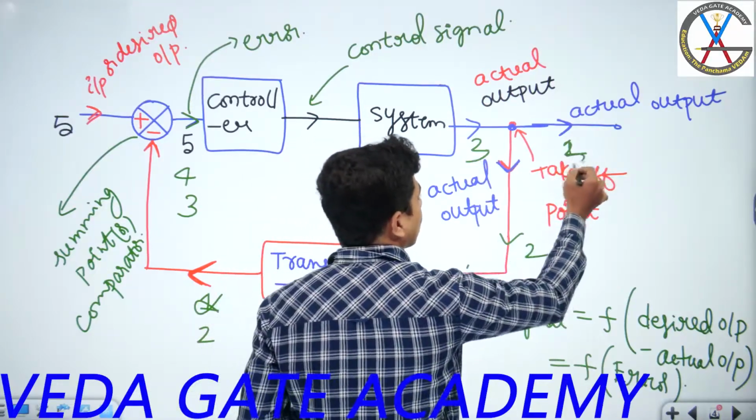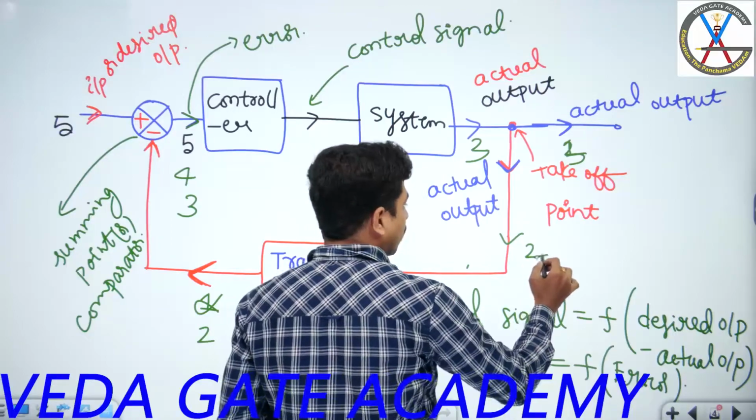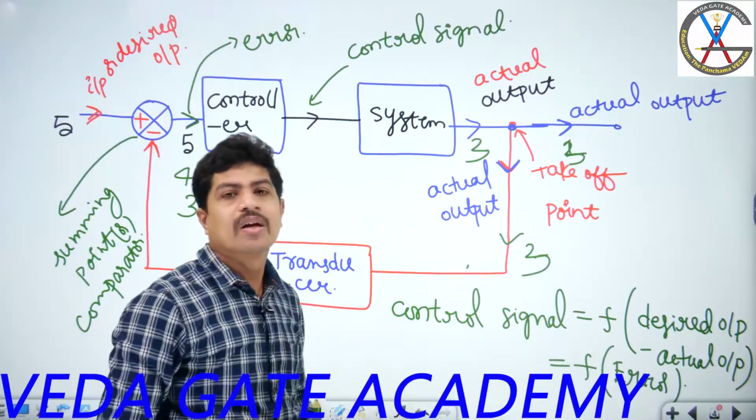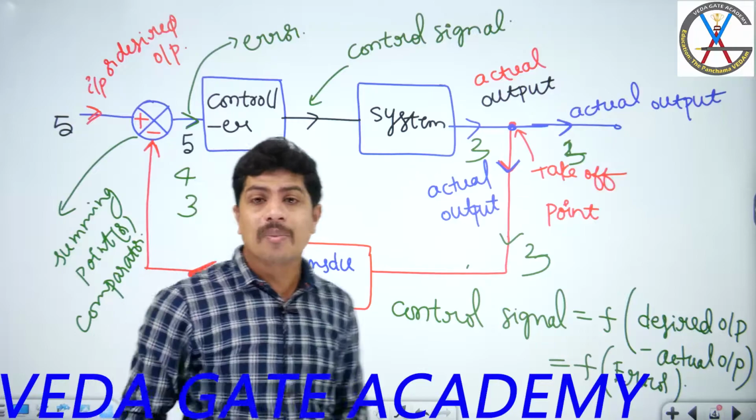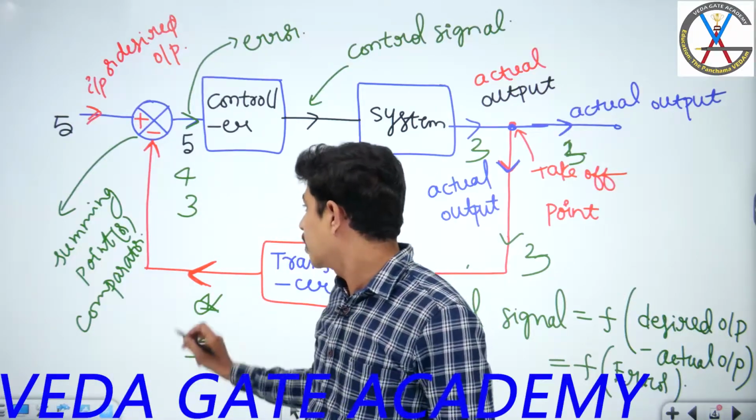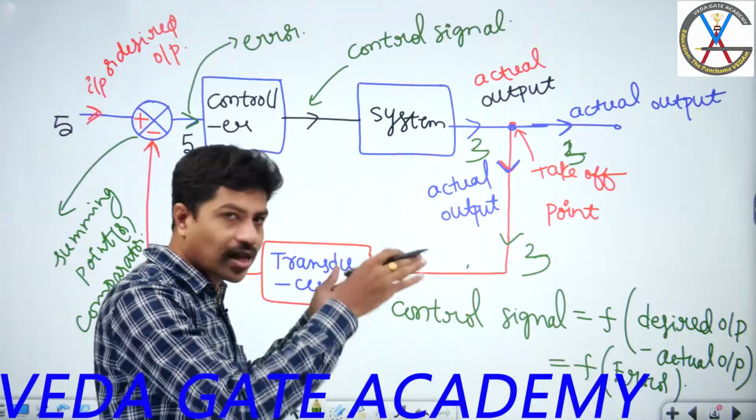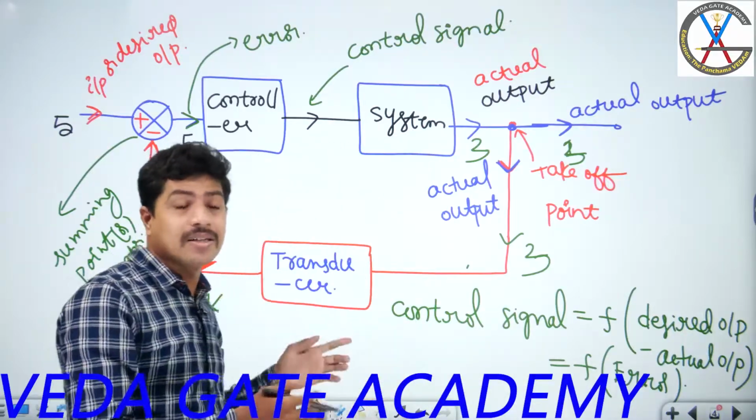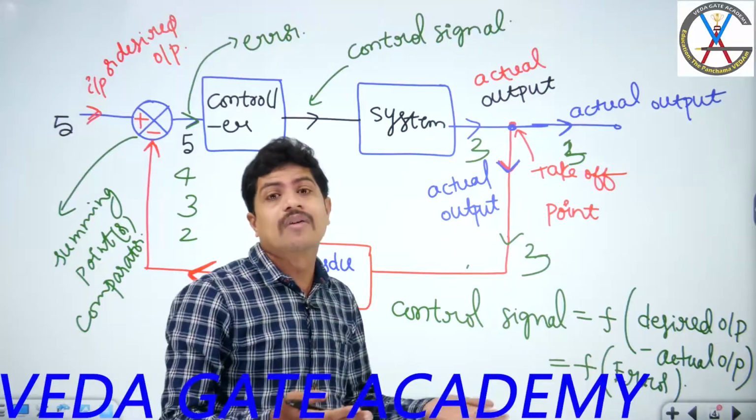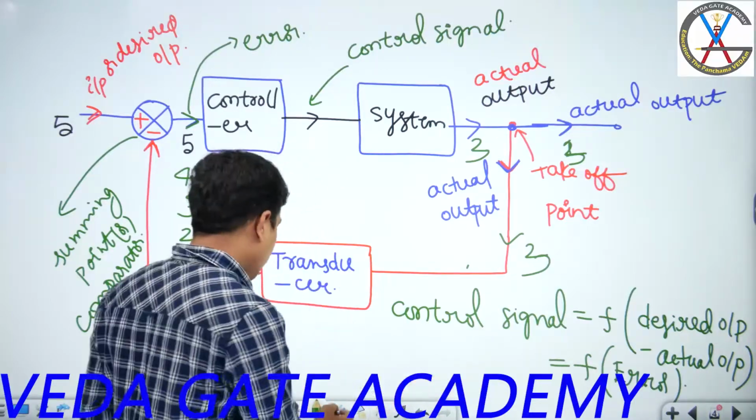This is 3. This is also 3. Now how much will be the error? Error is 2. Control signal is reduced. Why? Because error is less. But control signal is present. Lift will move further. Imagine it reached the 4th floor.